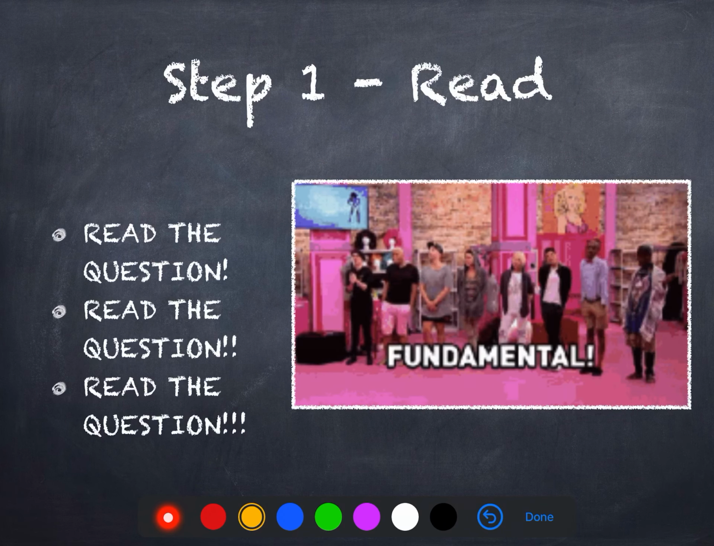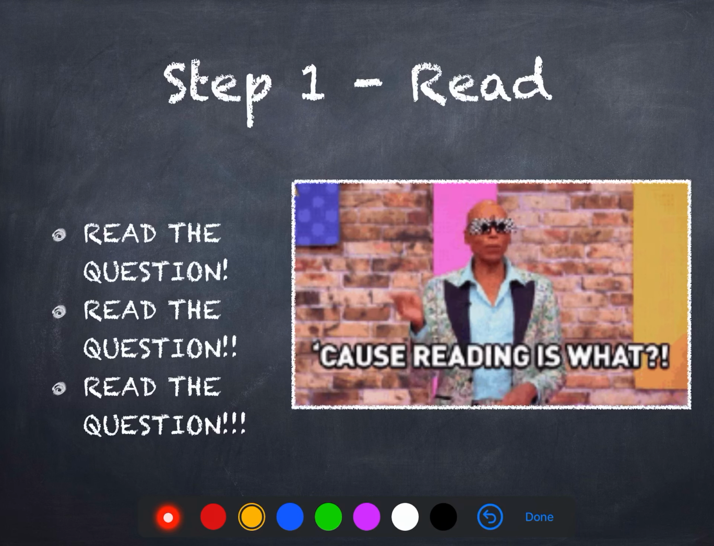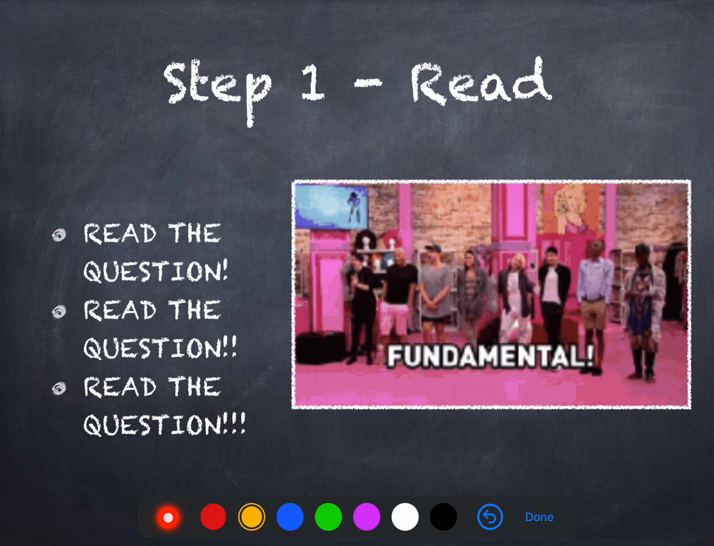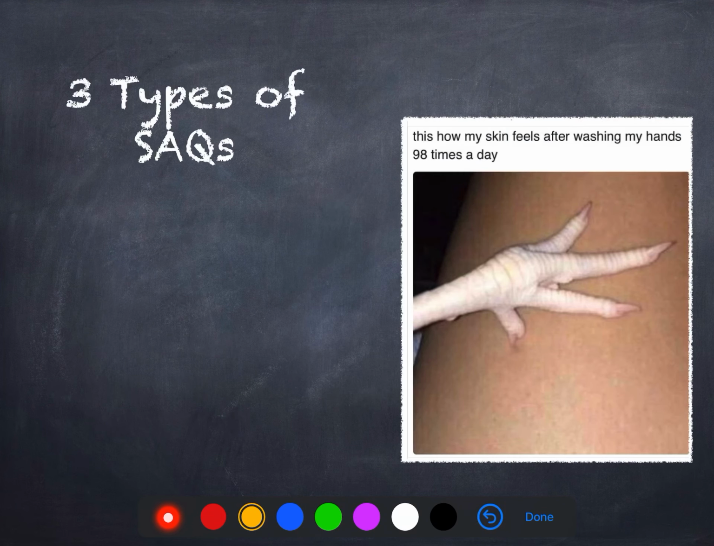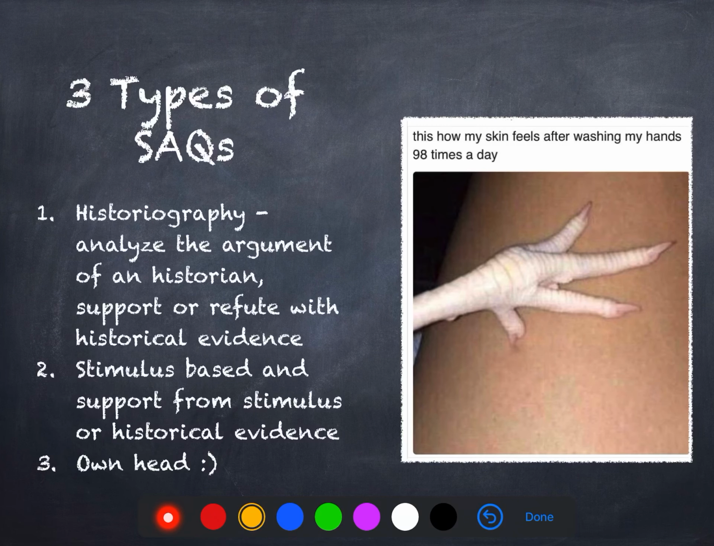So read the question, read the question, read the question, because there's nothing like spending a long time on an answer and then realizing that you got no points because your answer has nothing to do with what you're being asked. In reading the question, it's really important because there are 3 types of SAQs that you're going to be given. All SAQs are asking you to answer from your own head. It's to be able to memorize what you have studied. So study it so that you memorize it and can apply it to this answer.